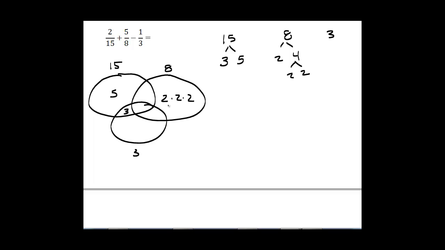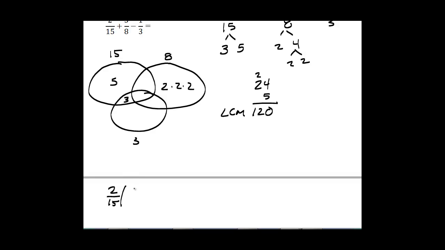So really what this will end up being is 2 times 2 times 2, which is 8, times 3 is 24, and 24 multiplied by 5 gives us 120. So the least common multiple of 15, 8, and 3 is 120. So let's go ahead and get these to have common denominators. Okay, so 2/15, we're going to multiply 15 by 8 to get to the common denominator of 120.